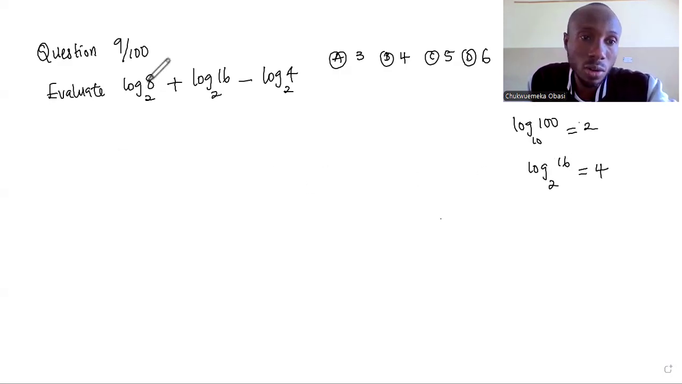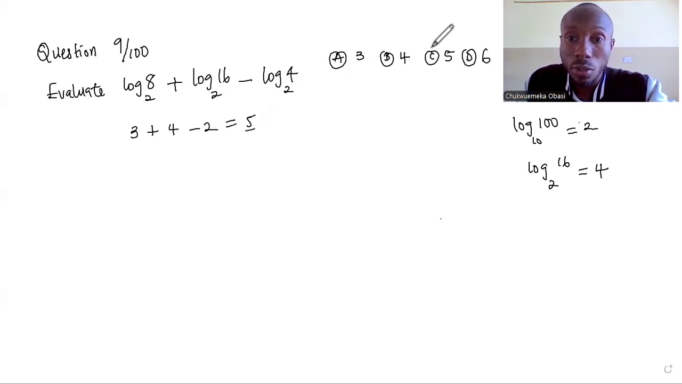Now, look at this one. Log 8 base 2: 2 raised to power what will give us 8? That is 3. Log 16 base 2: 2 raised to power what will give us 16? That is 4. Then log 4 base 2: 2 raised to power what will give us 4? That is 2. So finally, 3 plus 4 is 7, and 7 minus 2 is going to be 5. So the answer is 5, Option C.